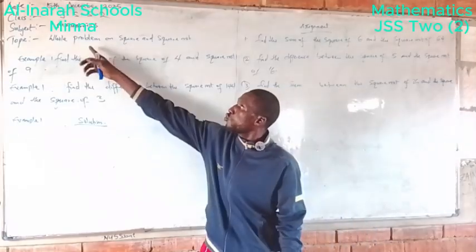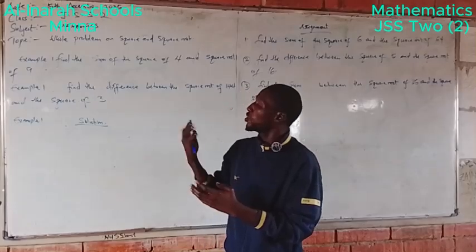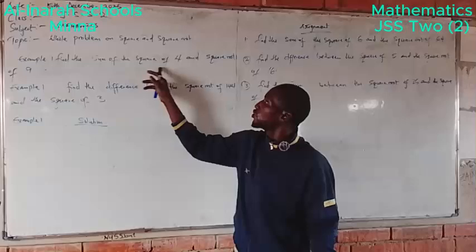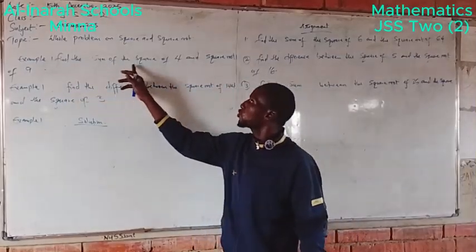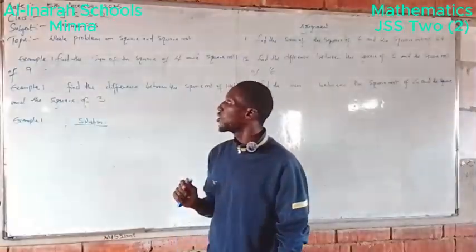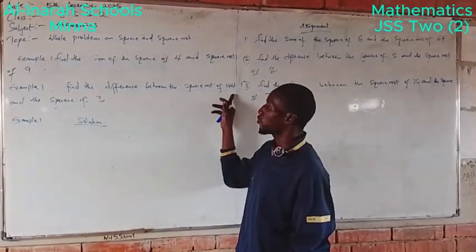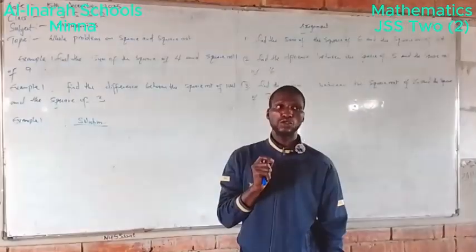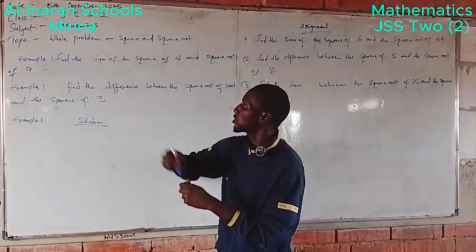Now, we are going to word problems. It's not in figures again, it's in words. Example 1: find the sum of the square of 4 and the square root of 9. That is the first example. While the second one: find the difference between the square root of 144 and the square of 3. Now, the first thing you're supposed to understand is that sum means what?